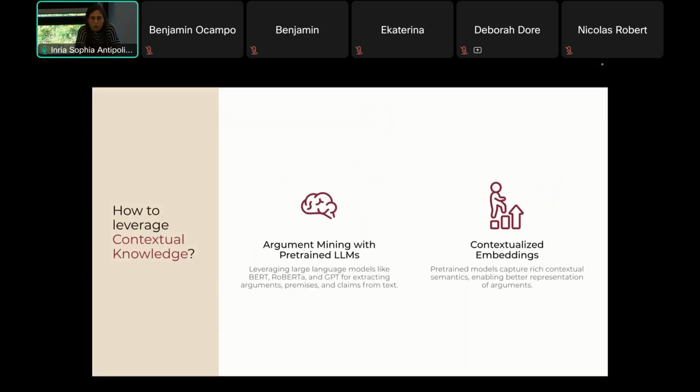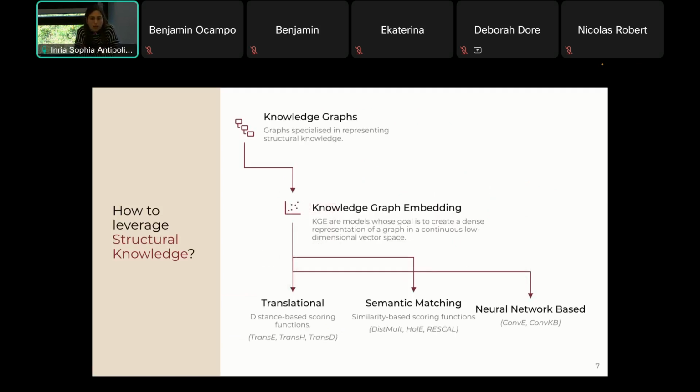But how can we leverage contextual knowledge? In this area, many studies have been made by using pre-trained LLMs that are able to capture rich contextual semantics and enable an accurate representation of arguments. On the other side, how can we leverage structural knowledge? To reply to this question, we used knowledge graphs, which are a type of graph specialized in representing structural knowledge. To leverage this type of graph, we use knowledge graph embeddings, which are models whose goal is to create a dense representation of a graph in a continuous low-dimensional vector space. In particular, the families of KGE models that we used were translational, semantic matching, and neural network-based.